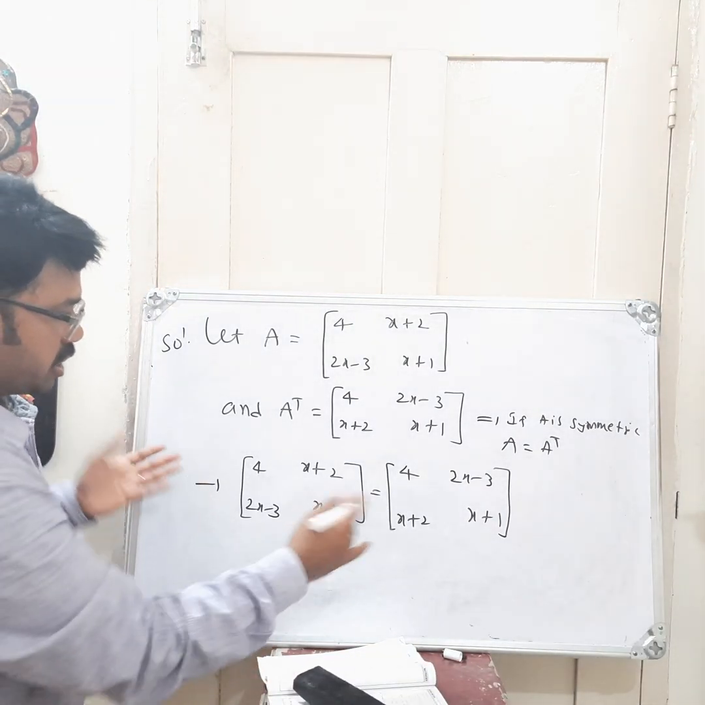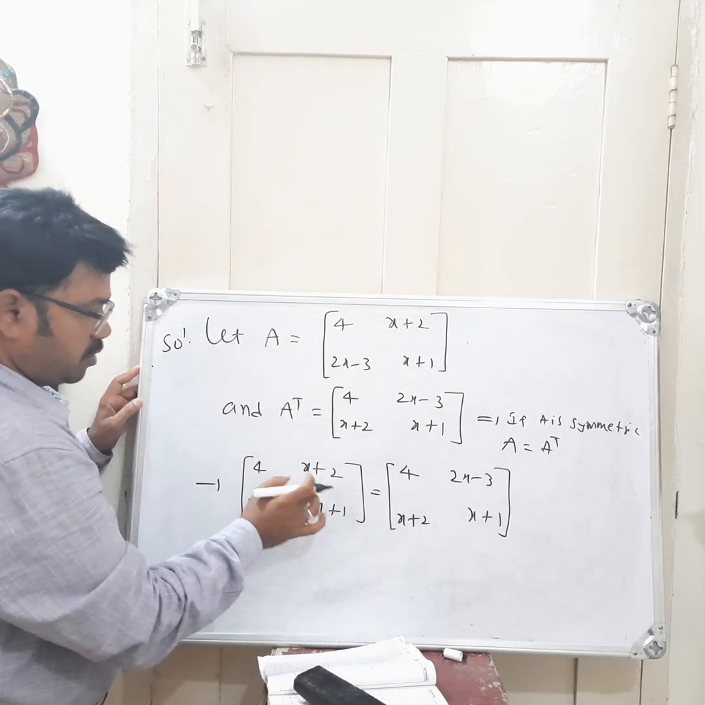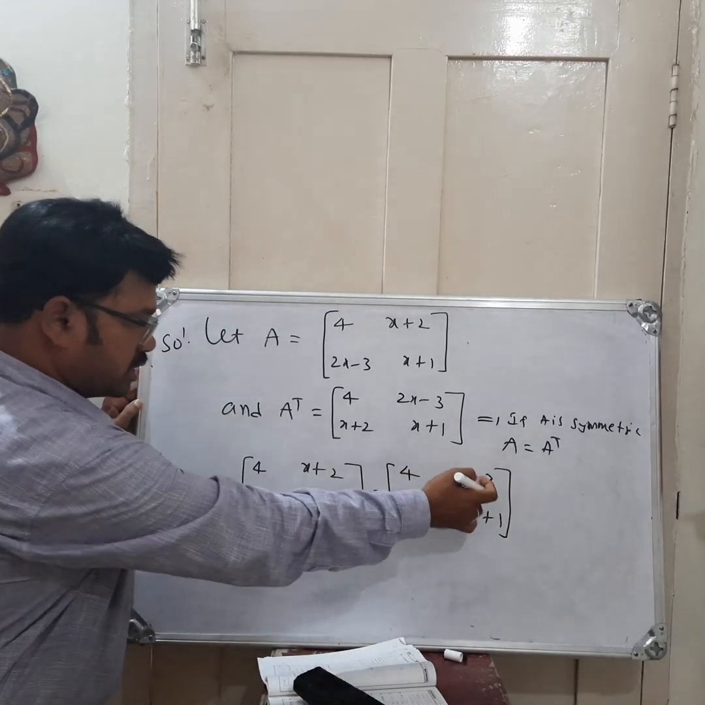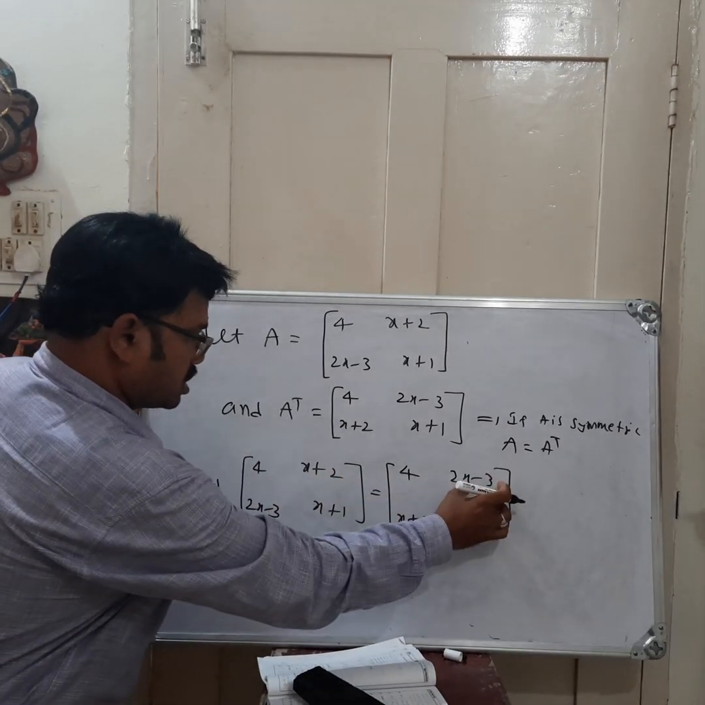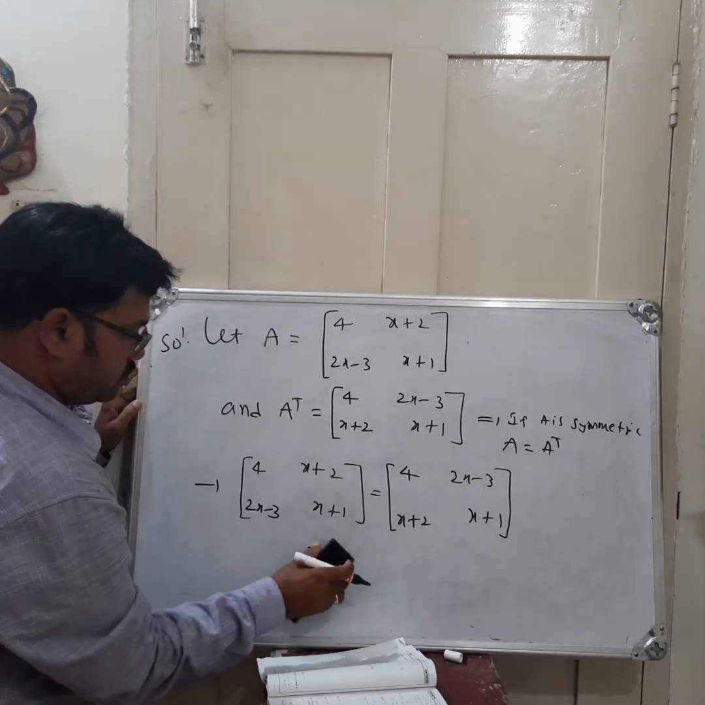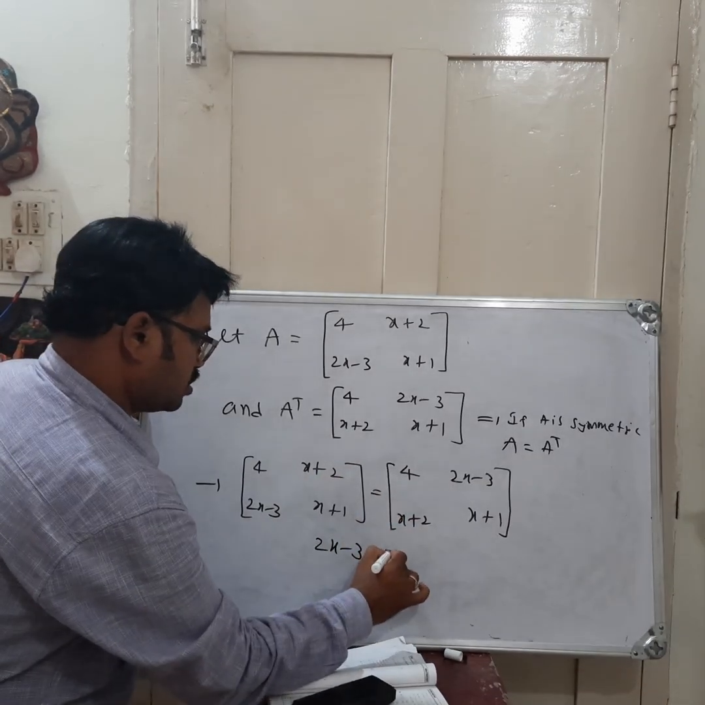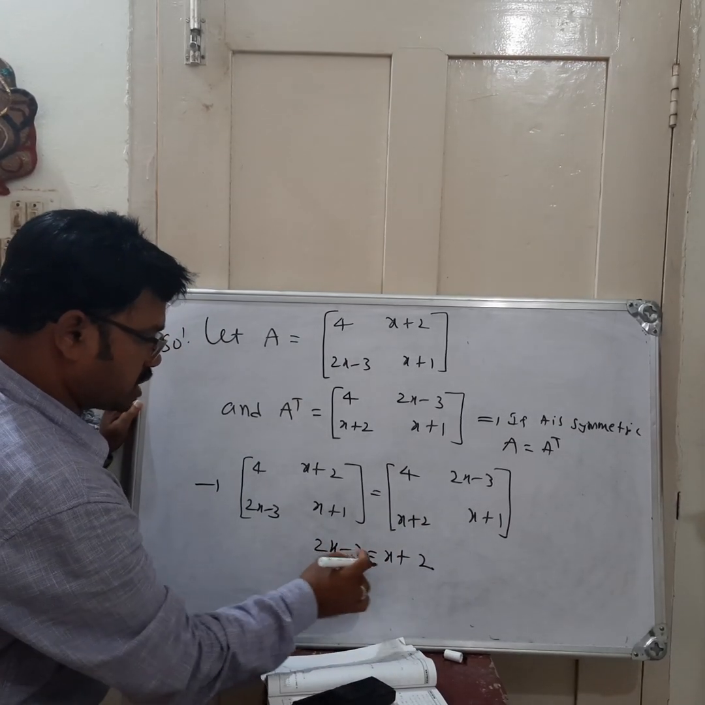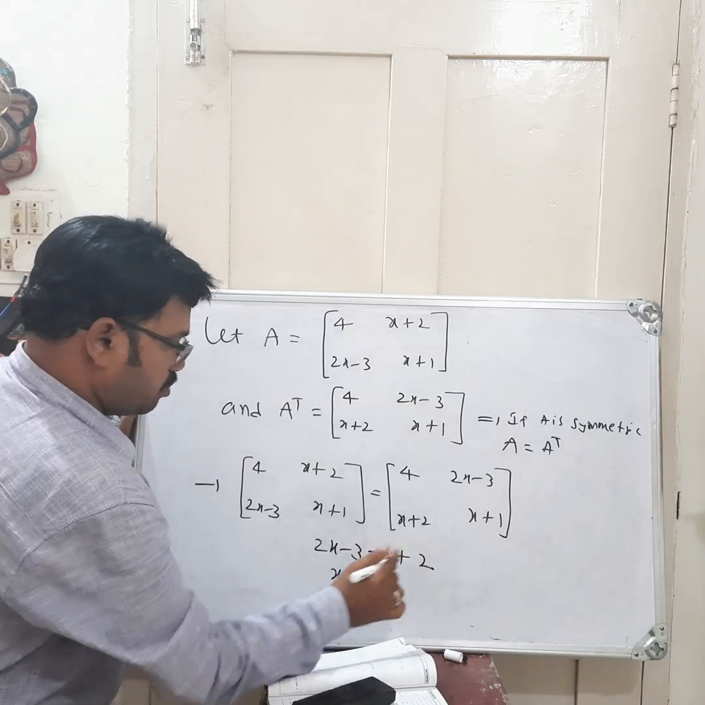These two matrices are equal matrices, so we have to compare the corresponding elements on both sides. Here 4 is constant, no problem. We compare the elements where the variable is there, then we will get the required x value. This element equals this element: 2x minus 3 equals x plus 2. Shift this x to this side, it becomes minus x, so 2x minus x is x, and minus 3 shifted becomes plus 3. Here 3 plus 2 is 5.